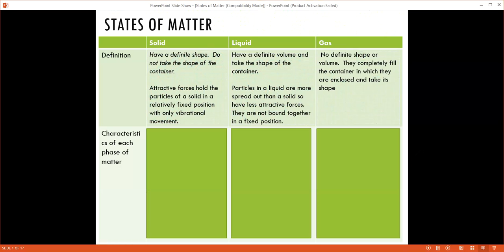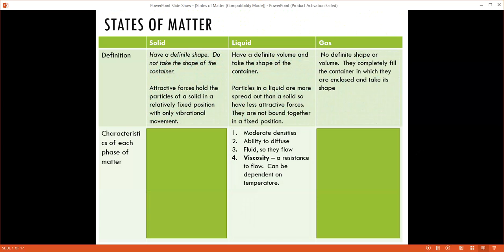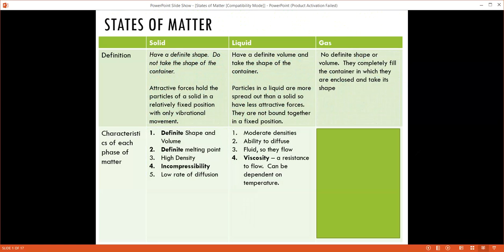Gases have neither definite shape nor definite volume. So gases will expand or contract to fit the shape that they're in. And because they can expand or contract to fit the shape that they're in, they also don't have a definite volume, because they can either be compressed or expand depending on the container that they're in.